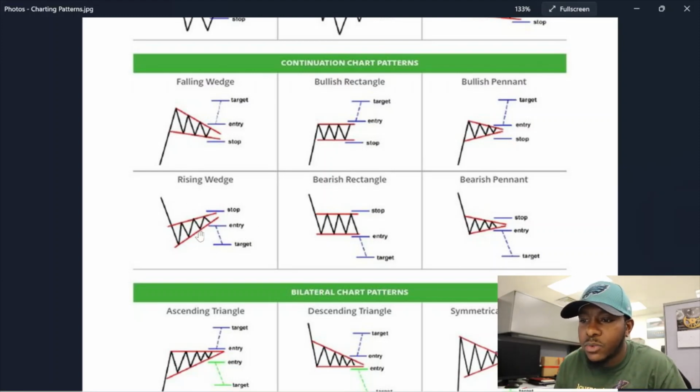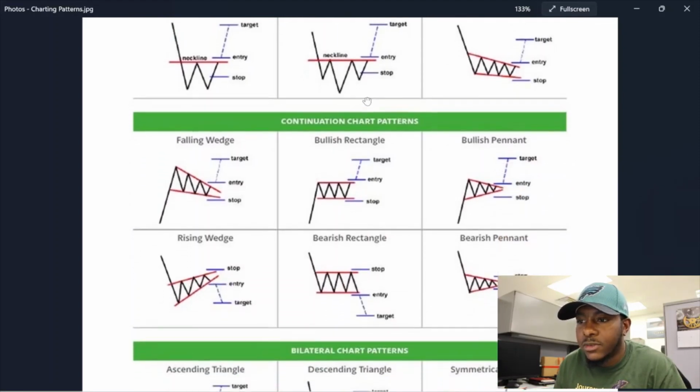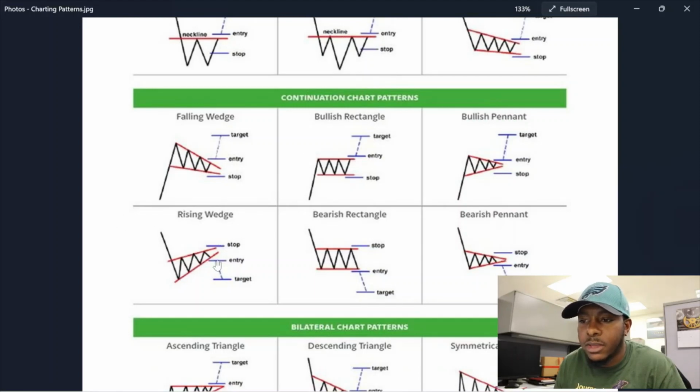We have our rising wedge. Again, this is a bearish pattern, a bearish trading signal. So similar to the other rising wedge here, except you see this one goes up and then comes down. This one trades up and then goes all the way down. So a rising wedge comes down, trades within this price range. We have our stop, our entries, and our targets.